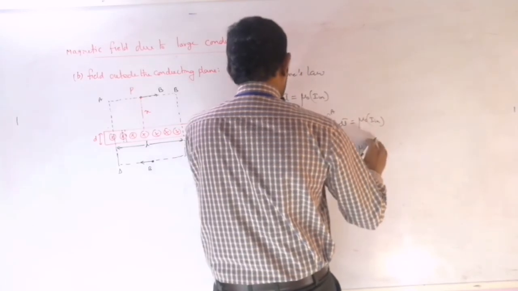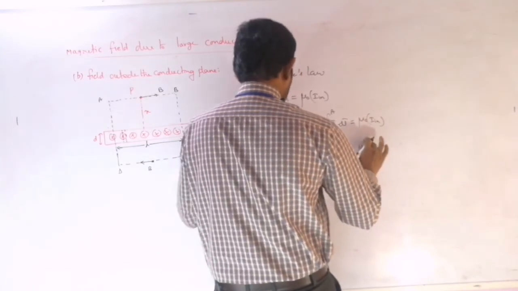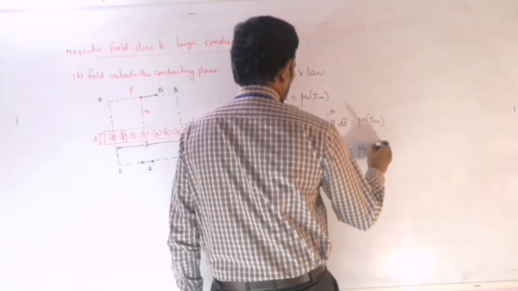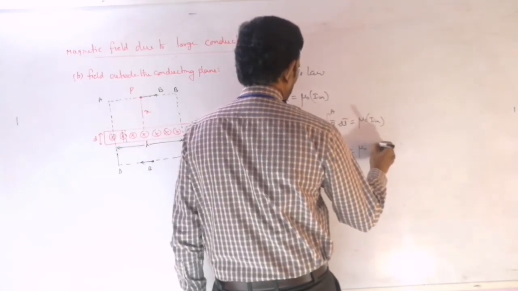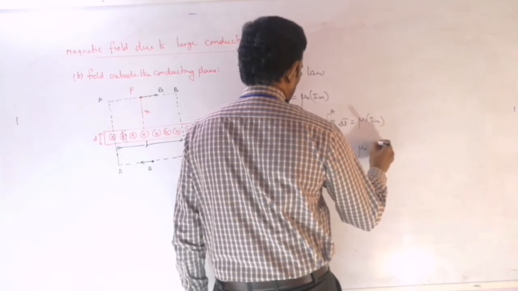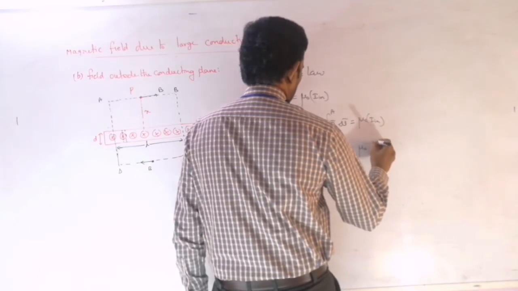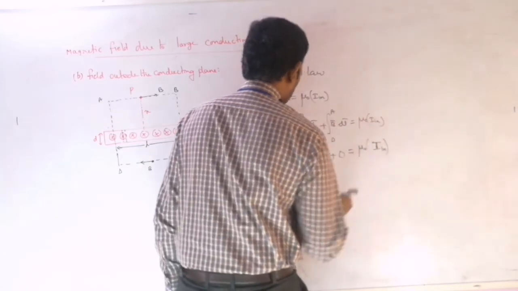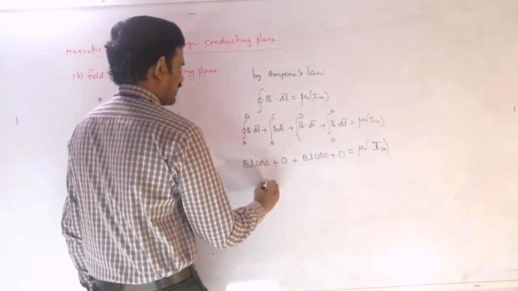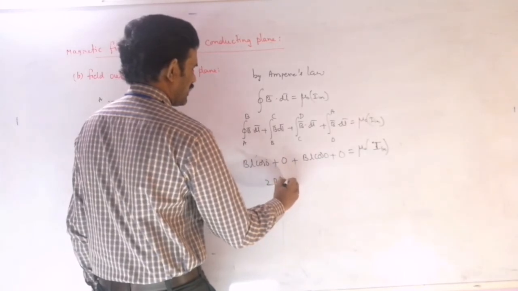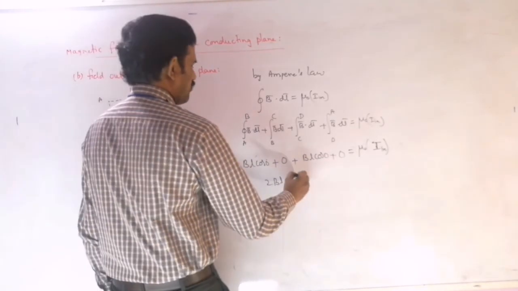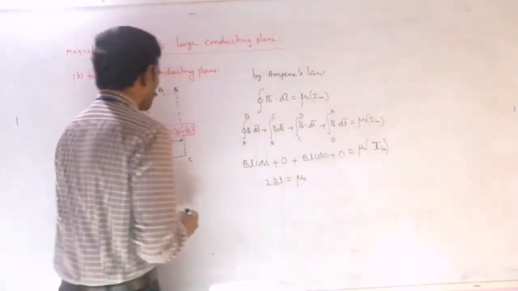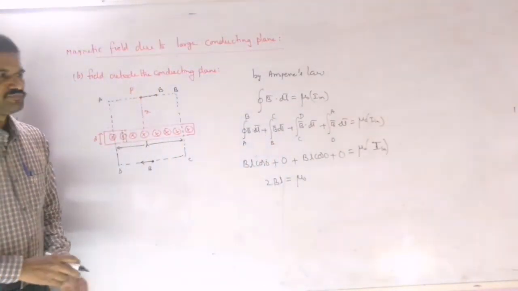So this I enclosed value again you can write as an expression. Let us keep this I enclosed, I will explain it later. So now you can write this value as B into L is equal to mu naught into this. Now this I enclosed value we need to write here.